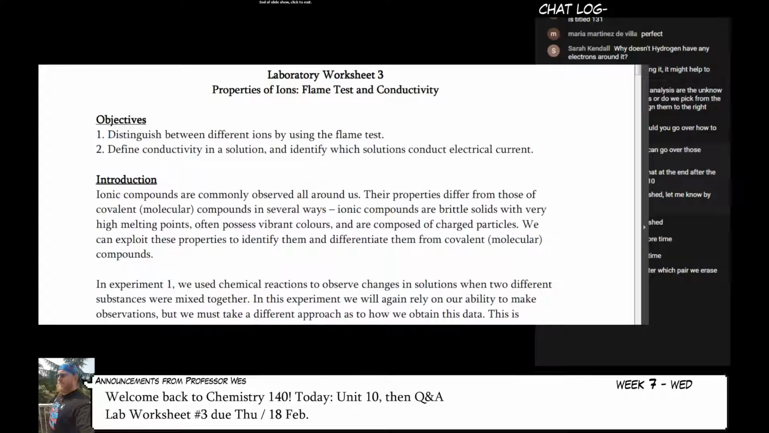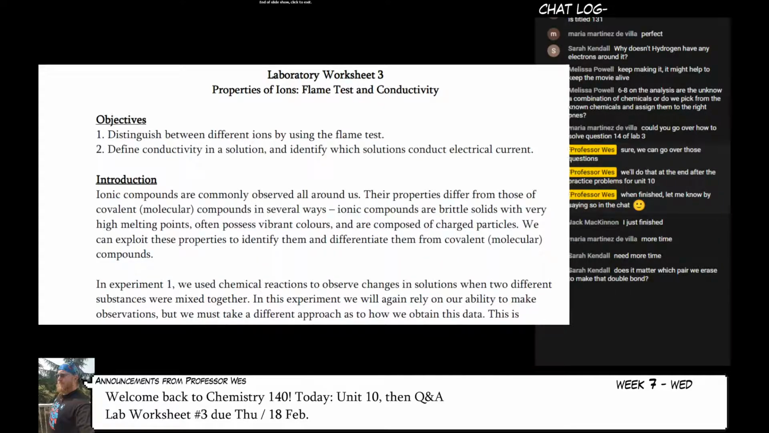So I'll just blank this out real quick. Oh, I need a second to actually open the lab. I had it open. There we go. All right, so there were some questions on... I hit the wrong button there. There we go. There are some questions about the lab worksheet.